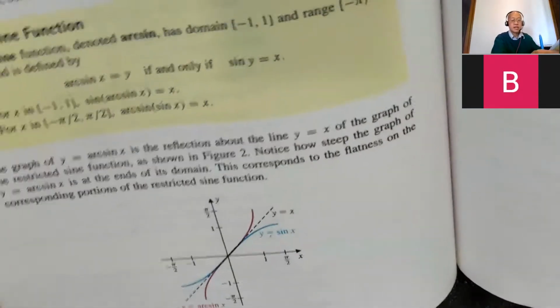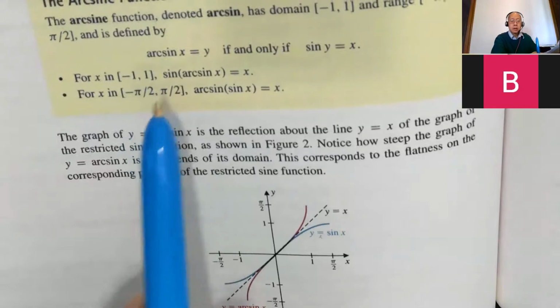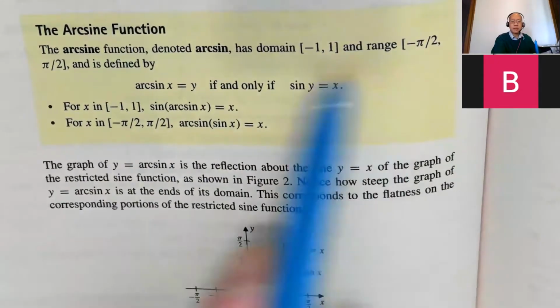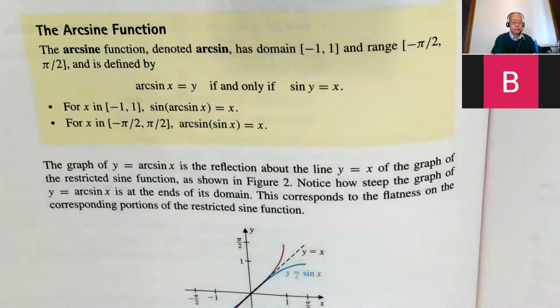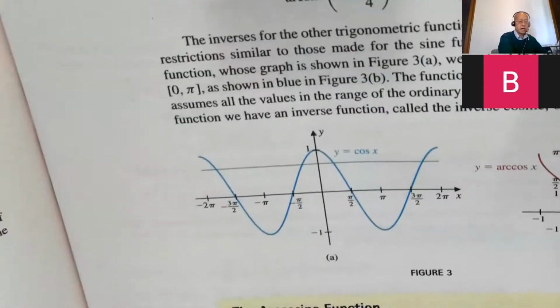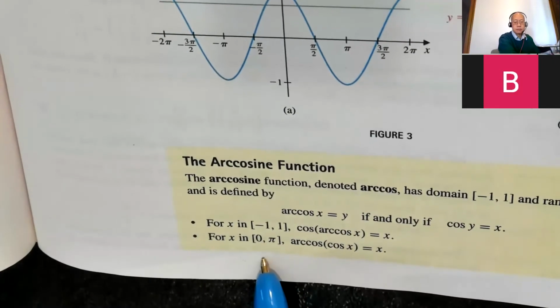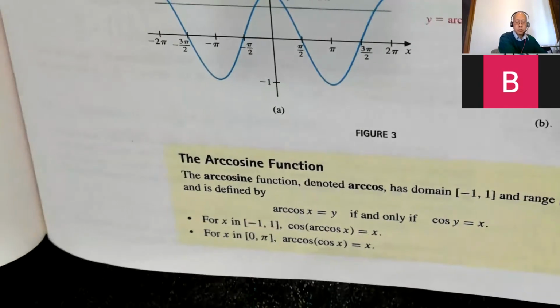So key thing to notice, put this on your formula sheet. When you're doing the arc sine function, the thing that comes back is an angle between negative pi over 2 and pi over 2, inclusive. For arc cosine, the angle that you're coming back with is between 0 and pi. Right?